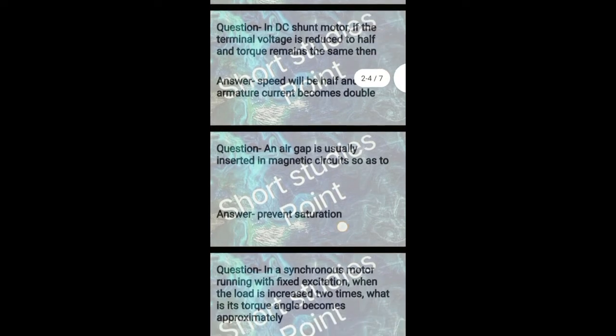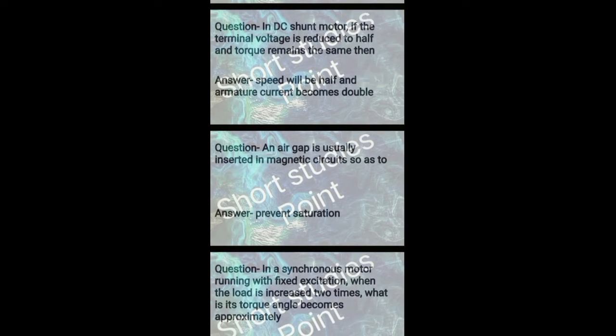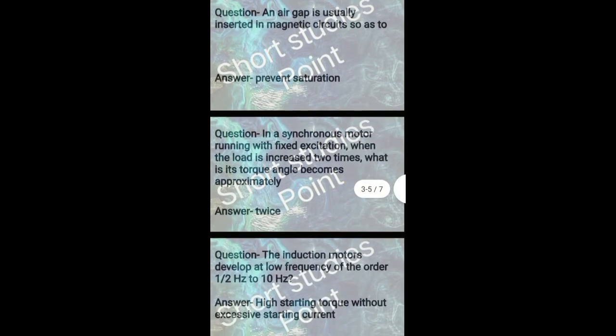Next question, in a DC shunt motor, if the terminal voltage is reduced to half and torque remains the same, then speed will be half and armature current becomes doubled. Next question, an air gap is usually inserted in a magnetic circuit so as to, answer, prevent saturation. Next question, in a synchronous motor running with fixed excitation, when the load is increased 2 times, what is its torque angle approximately? Answer, twice.